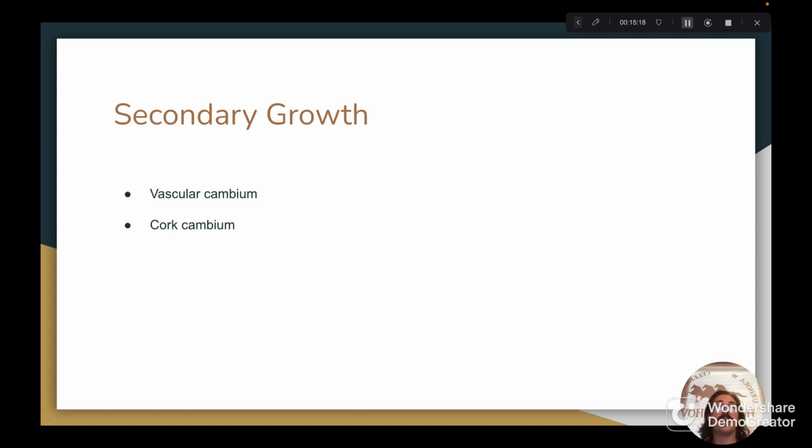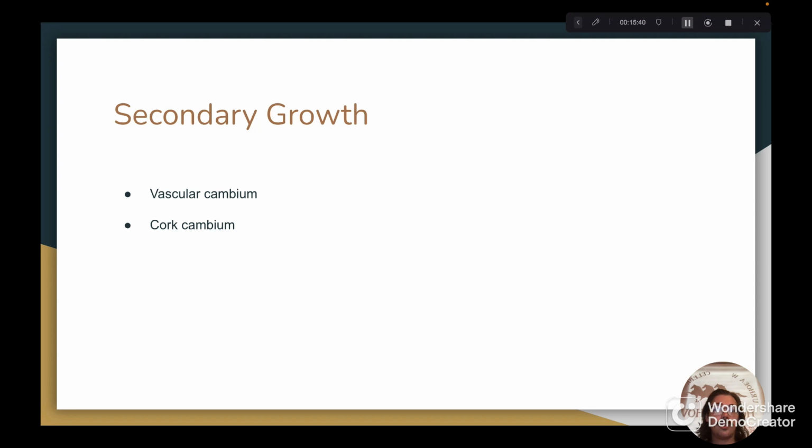Let's talk about the cork cambium. The cork cambium is a cylindrical structure that produces cork cells that are capable of replacing parts of the epidermis that have been lost as a result of growth. And these cells deposit the hydrophobic substance suberin within their walls before death.